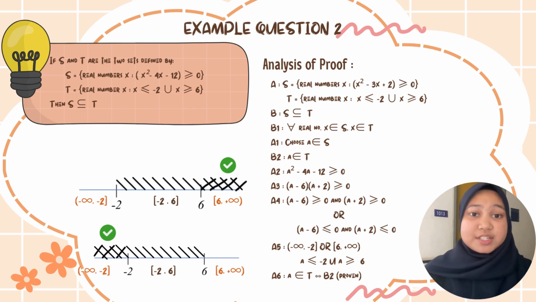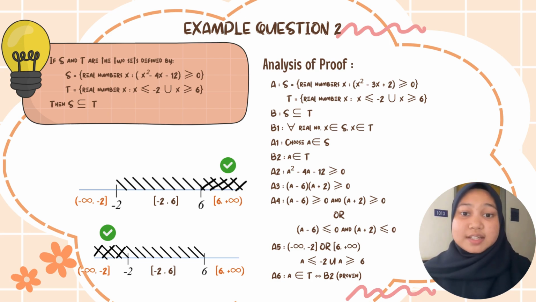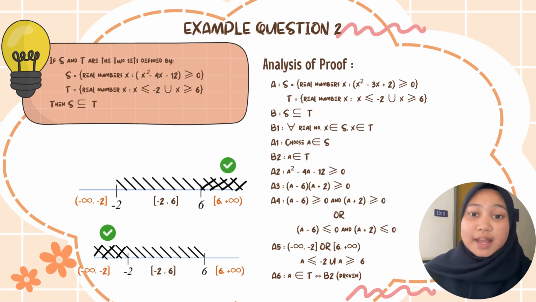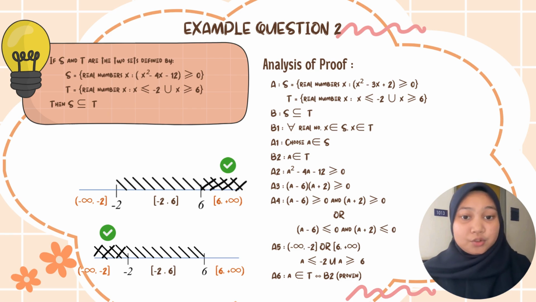Analysis of proof of this question, as usual, we have to declare A and B. Then we make B1 that relates to B, which is universal quantifier, real number x, x element of S and x element of T. After that, we search for A1 that we get from A, where we choose A element of S, so we can get B2, A element of T. After A2, from A1 A element of S, we take from S and replace x in terms of A. A3, we simplify A2.